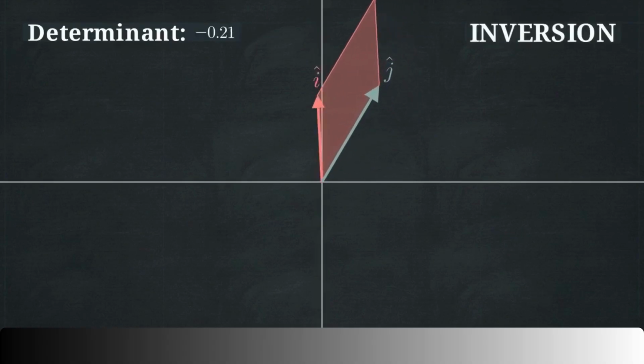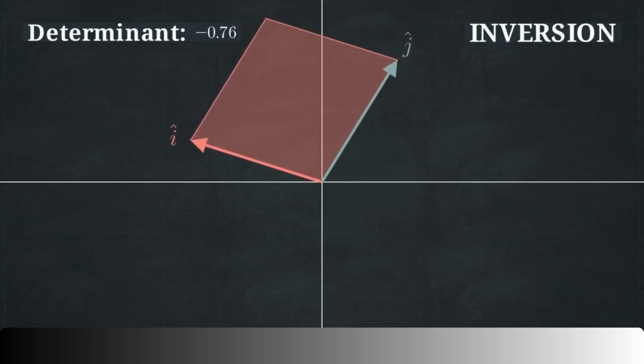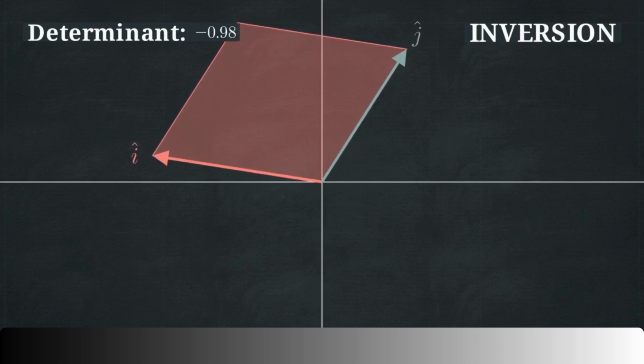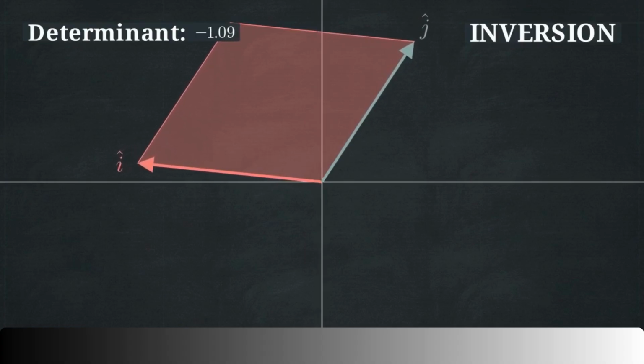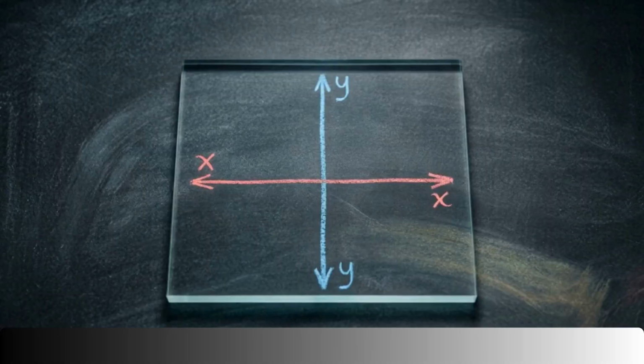A negative determinant signifies an inversion. Our i-hat vector crosses over the j-hat vector, effectively flipping the orientation of the space. It's the geometric equivalent of turning a piece of paper over to its reverse side. The area exists, but the coordinate system's handedness is swapped. In this state, the transformation hasn't just scaled the data, it has turned the entire orientation of the grid inside out.